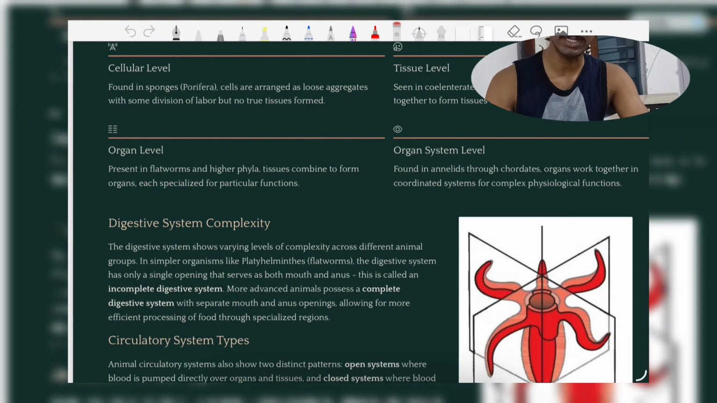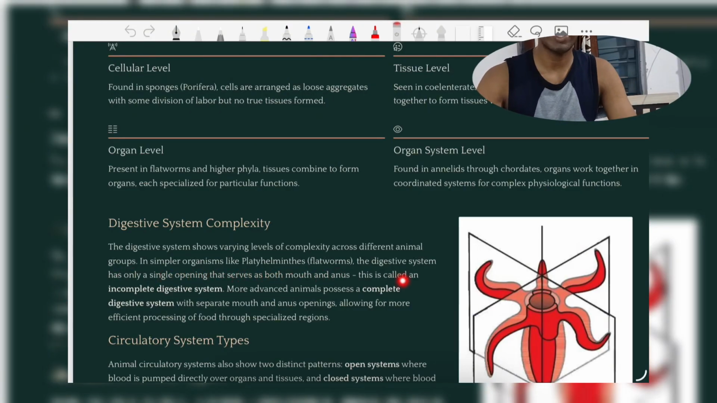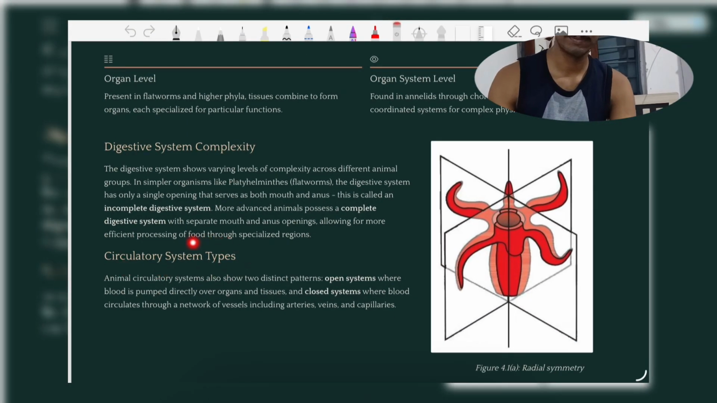Digestive system complexity. The digestive system shows varying levels of complexity across different animal groups. In simpler organisms like platyhelminthes, the digestive system has only a single opening that serves as both mouth and anus. This is called an incomplete digestive system. More advanced animals possess a complete digestive system with separate mouth and anus openings, allowing for more efficient processing of food through specialized regions.